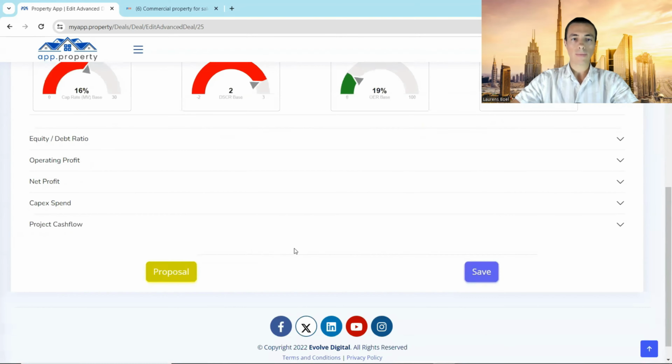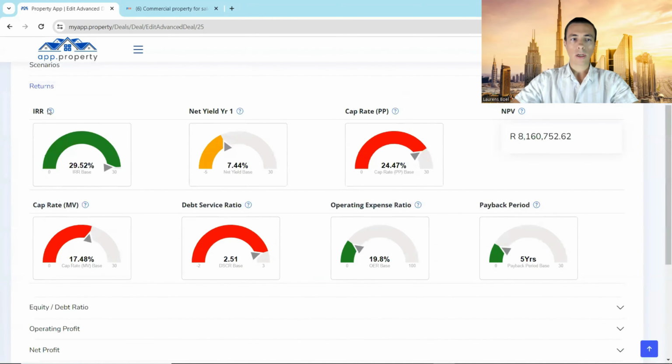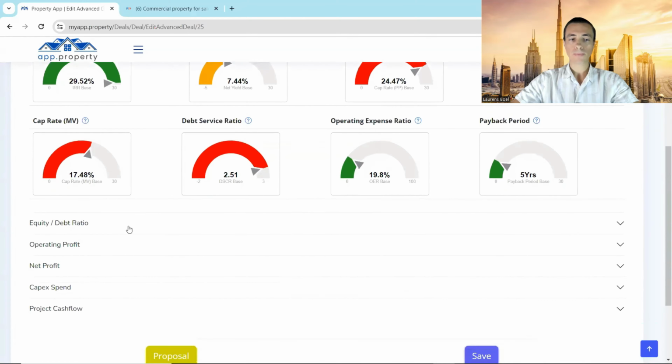If we go to the next tab, the returns tab, you'll see the internal rate of return of almost 30%, which is phenomenal. Net yield, so cash on cash returns day one is 7.45. The cap rate is 24%. The net present value, so the growth in your net worth of 8 million. The debt service ratio of 2.51, gross operating expense ratio, almost 20%, and it will take you 5 years to pay back your initial capital investment.